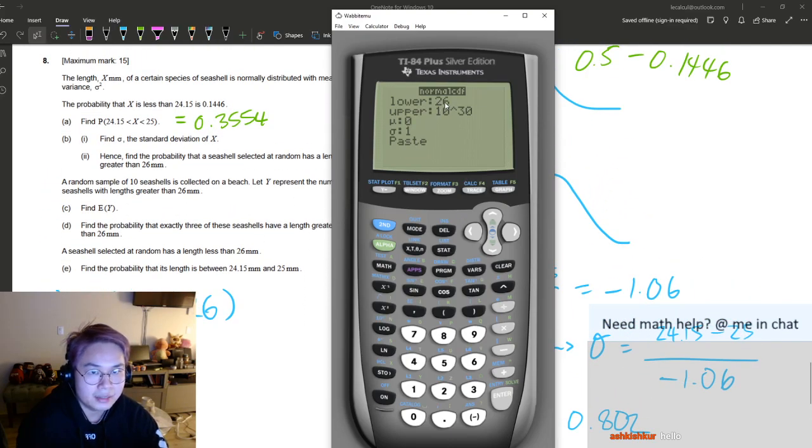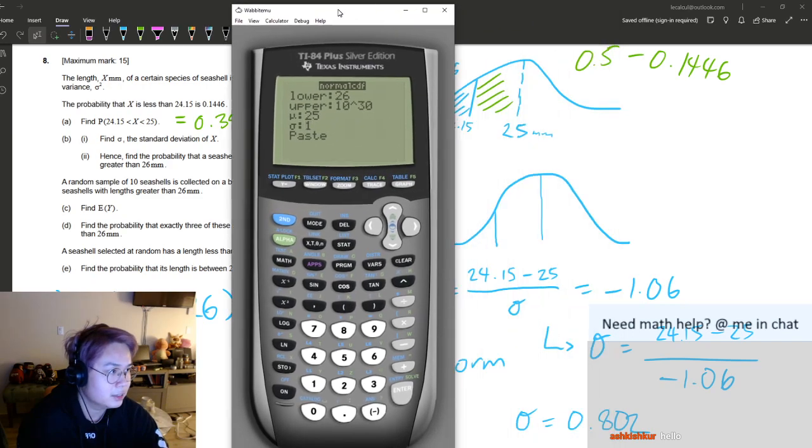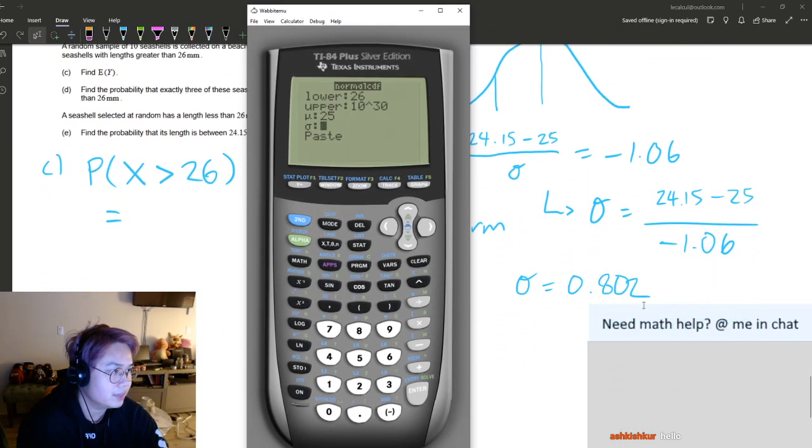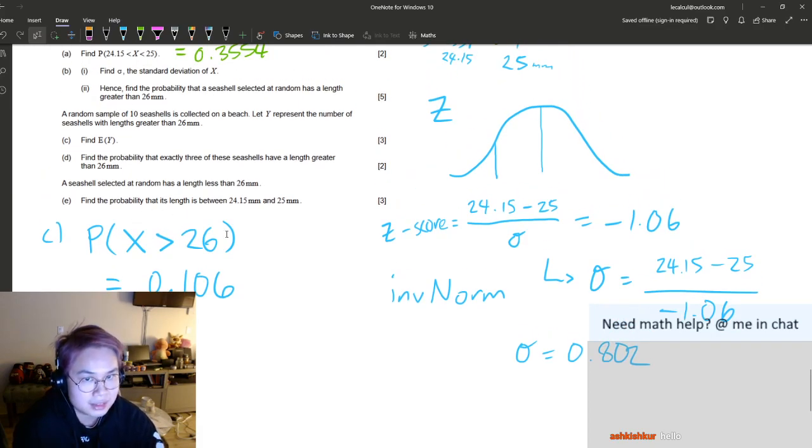And then I'm going to add in my mean, which was 25, and my standard deviation, which I found earlier, 0.802. Paste this, put it in. So 0.106. So you have a little over 10% chance of getting a seashell larger than 26 millimeters.